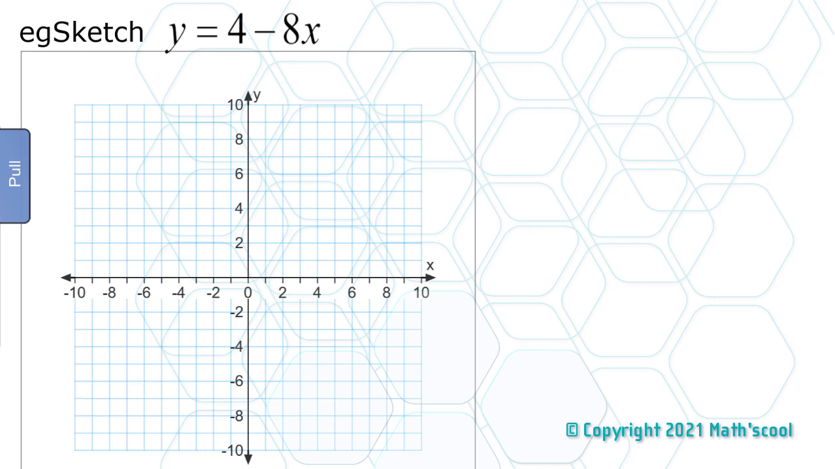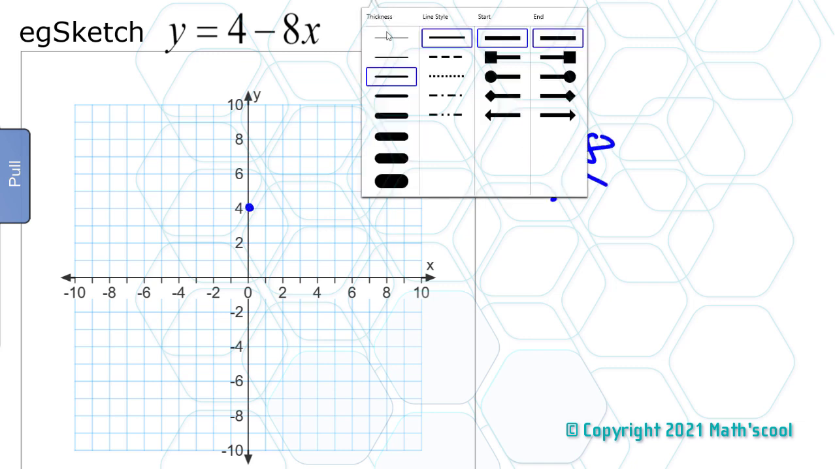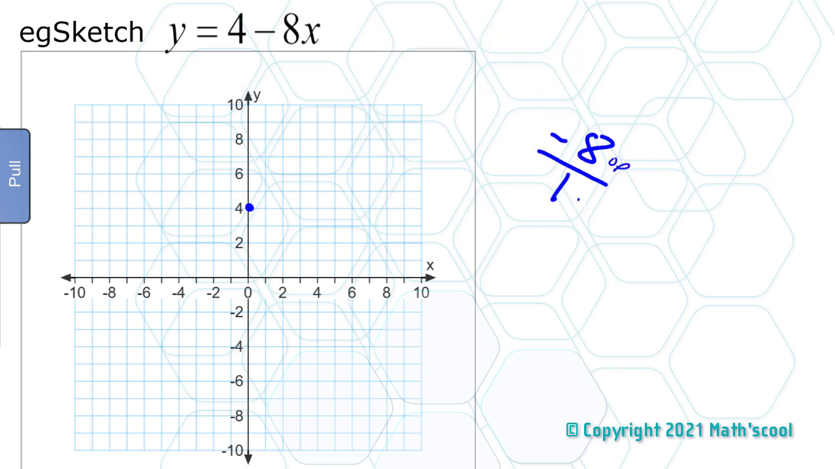This time I'm not going to use the gradient and the y-intercept. It's in that form where you can use the, I'll use the y-intercept is 4 and the gradient is minus 8 over 1. Minus 8 up, 1 across. So minus 8 up, 1 across is there, and then connect them together with a straight line. Oh, it's going to be a very steep line downhill.